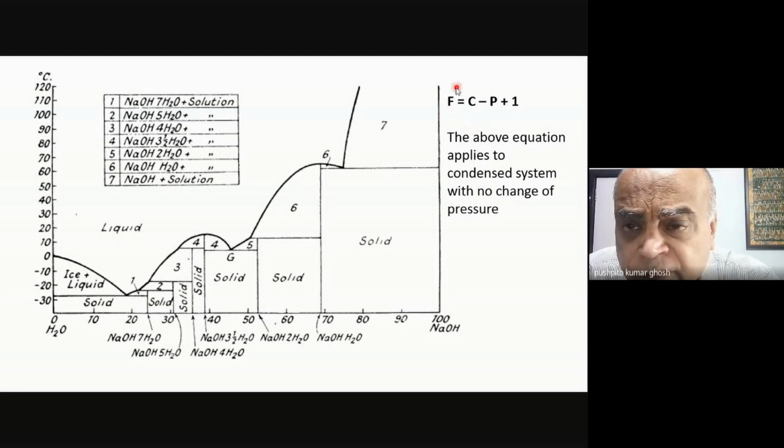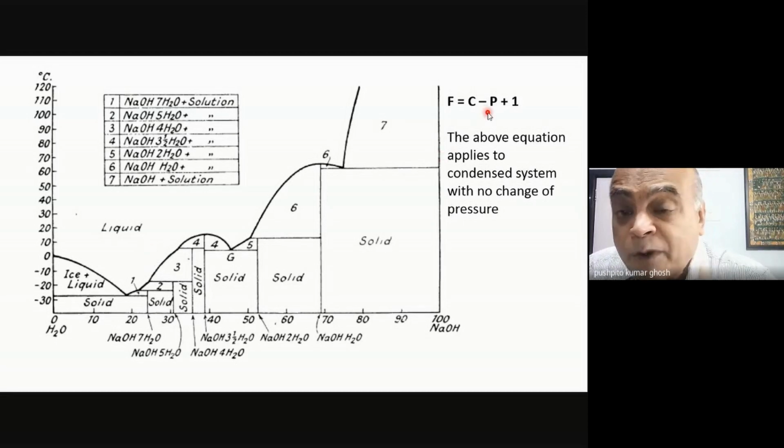Have any of you seen this equation? Are you familiar with it? F is equal to C minus P plus 2. Yes. Okay. So you know that F is your degree of freedom. C is the number of components. In this particular case, the number of components will be 2, water and sodium hydroxide.